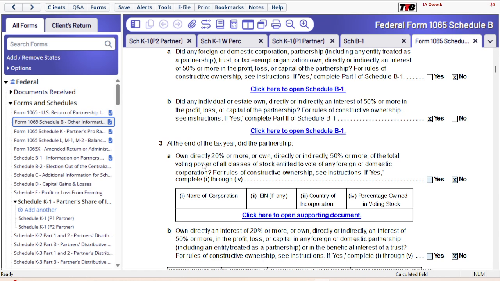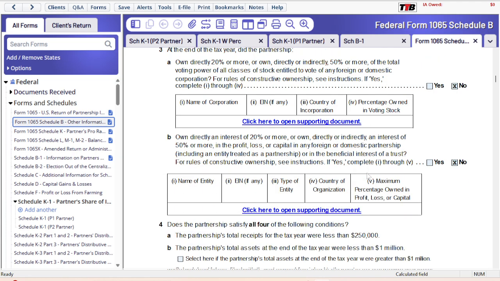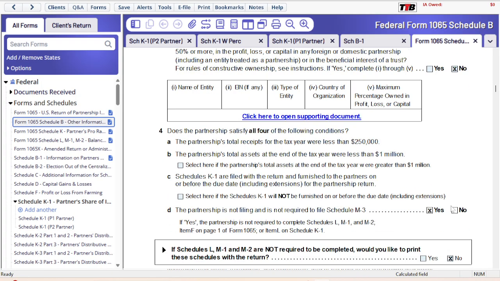Did the partnership own directly or indirectly anything from a foreign or domestic corporation? The answer is no. If it's yes, your answer will be different from mine. B, own directly or indirectly profit or loss from any domestic or foreign partnership? The answer is no. If yours is yes, it's going to be different. So 4, does the partnership certify all 4 of the following?